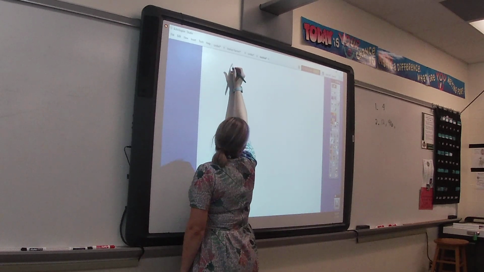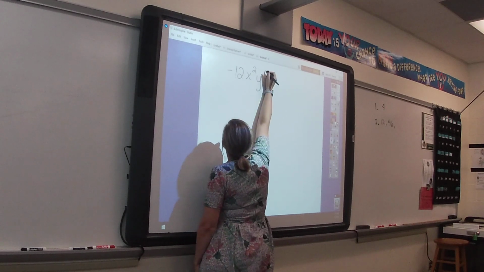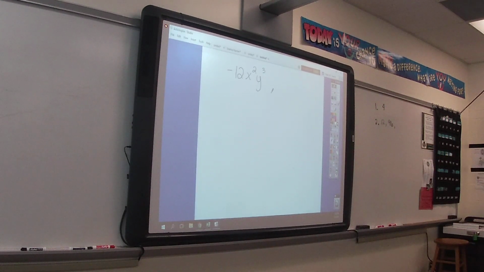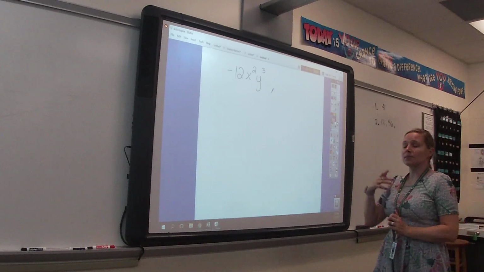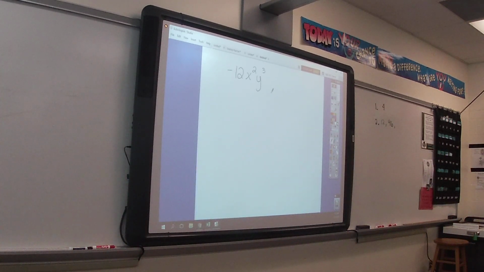We can also do the same thing if we are dealing with something that has variables. So if we have something like negative 12x squared y to the third. Now here's a piece that is tough to think through. But what numbers are negative and prime?